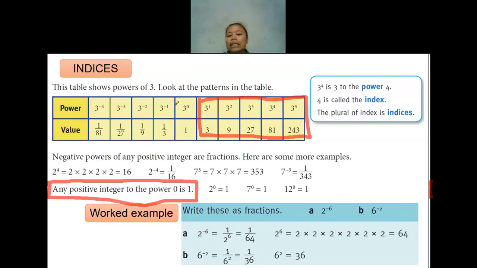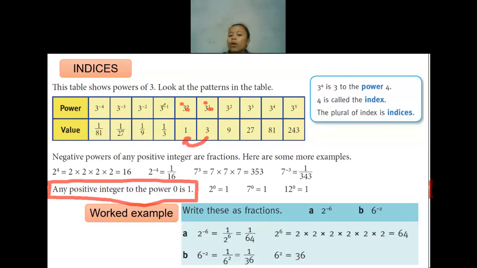Now we are going to find 3 to the power of negative 1. You just need to check the pattern. 3 to the power of 1 and 3 to the power of 0: the difference in the indices is only 1, 0 is smaller than 1. And the base number, the number that is getting the power, is 3. So from 3 to the power of 1 to 3 to the power of 0, I need to divide by 3. 3 divided by 3 equals 1.